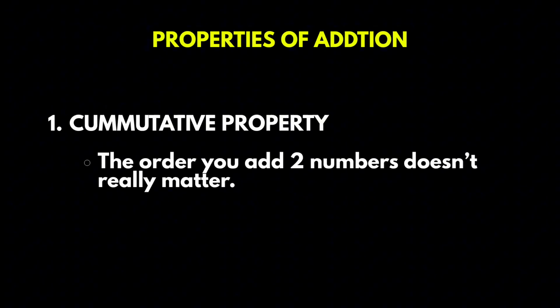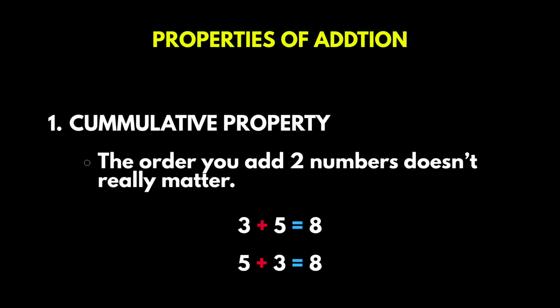Now here is where it gets really interesting. Addition has rules. Mathematicians call them properties. And these properties tell us how addition behaves in every situation. Property number 1, the commutative property. This just means that the order in which you add 2 numbers does not change the sum. 3 plus 5 equals 8, and 5 plus 3 also equals 8. Switch the order, same answer. Always. But why does this matter? Because when you're doing mental math with bigger numbers, sometimes flipping the order makes it easier to compute. This property gives you the freedom to do that.